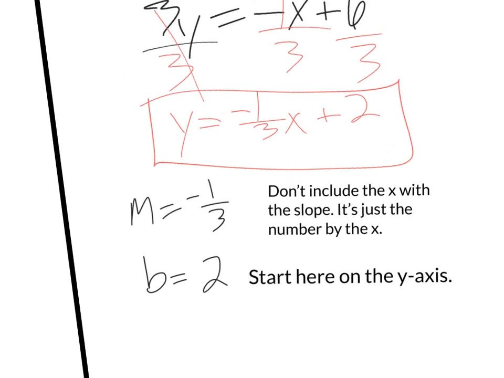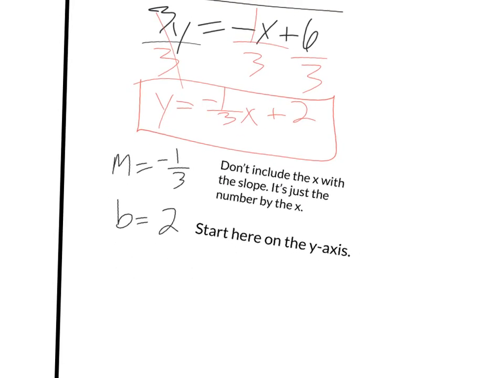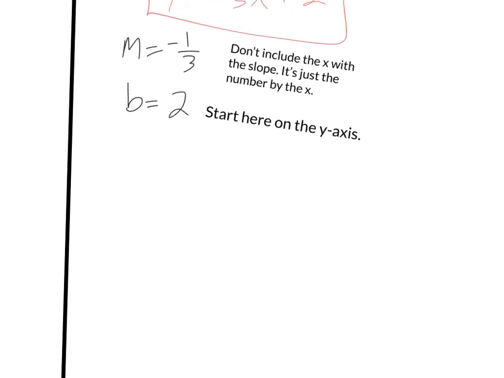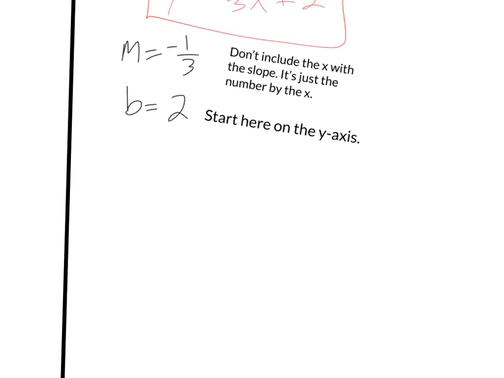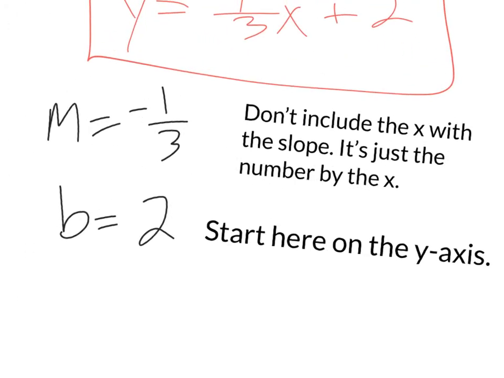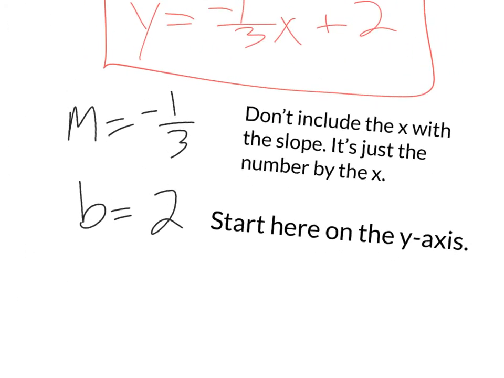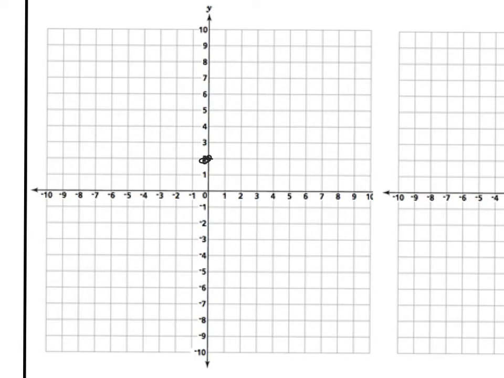Okay, so I just wrote down a little note, start here on the y-axis. So I'm going to look at my graph, and I'm going to start at 2 on the y-axis, and then my slope is negative 1 over 3. So that means I'm going to go down 1, to the right 3. So here's my graph. Start at 2, go down 1, to the right 3. Down 1, to the right 3.